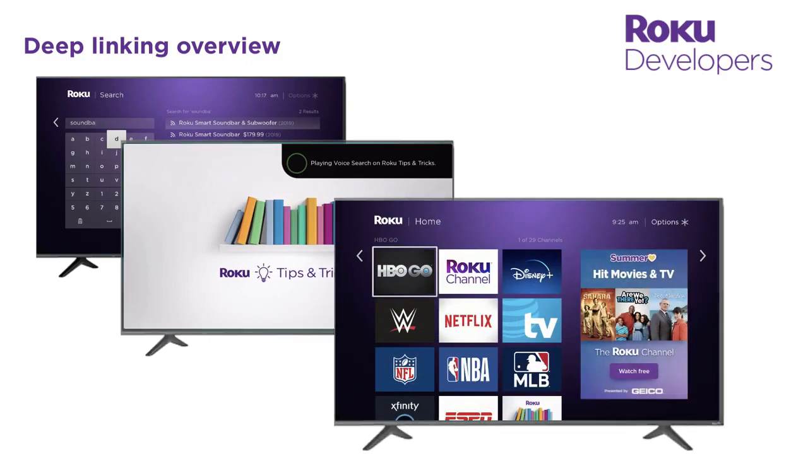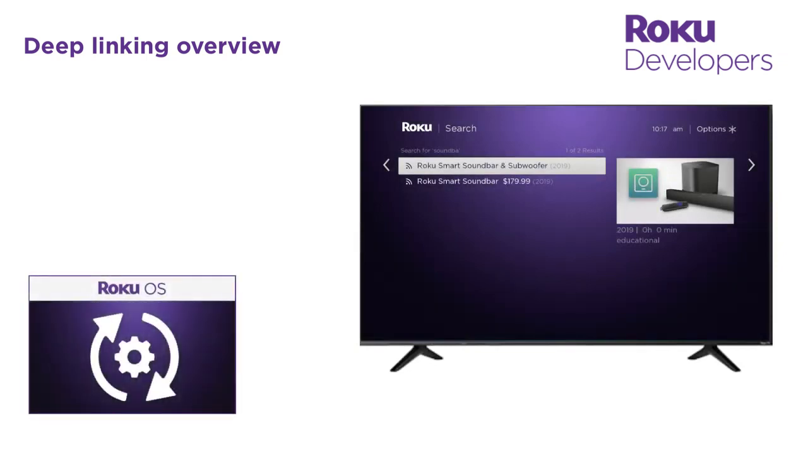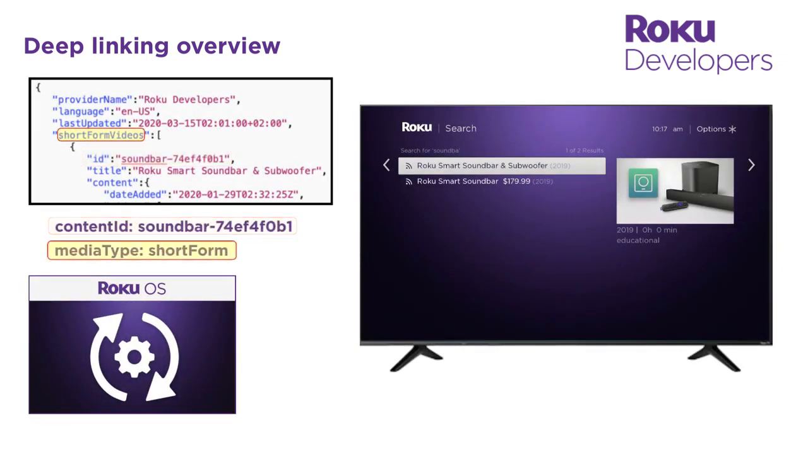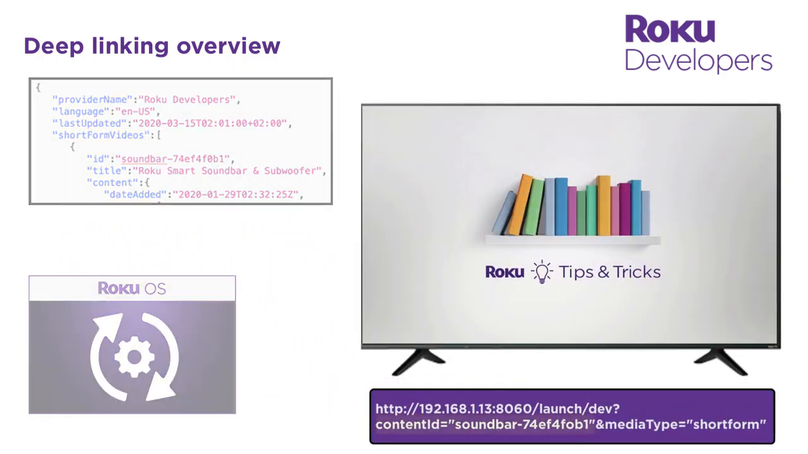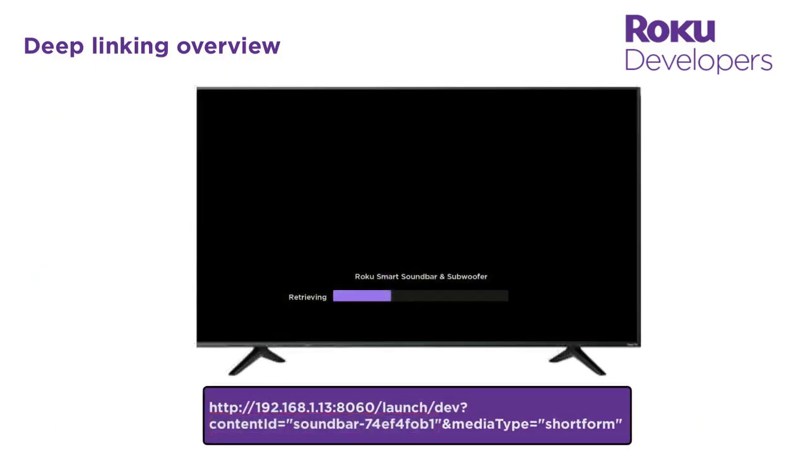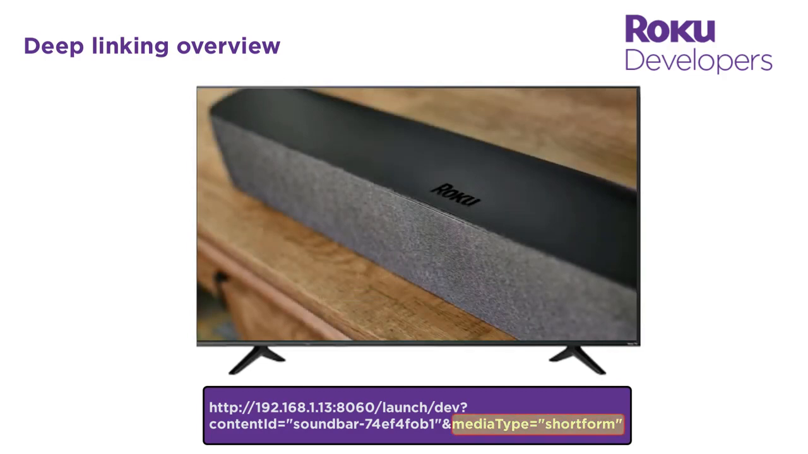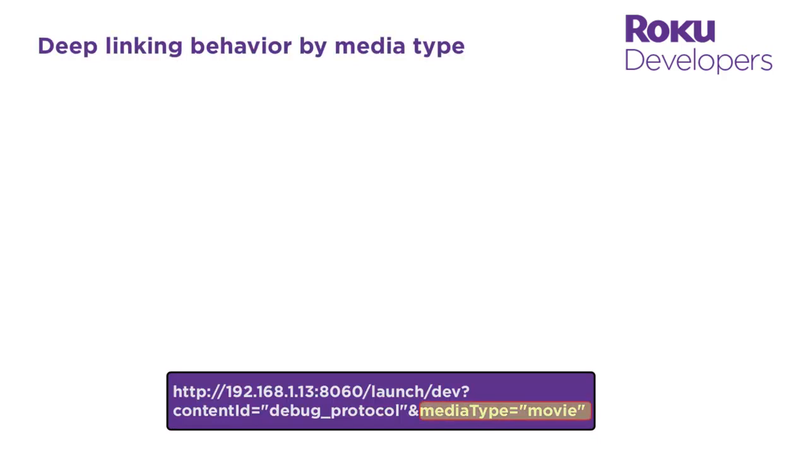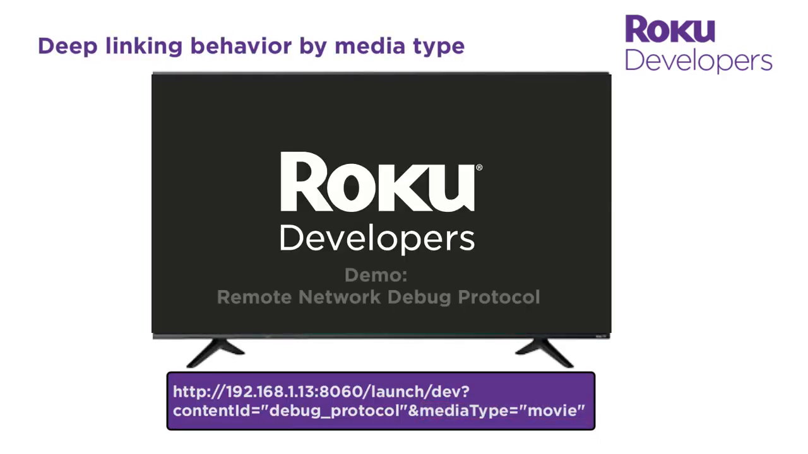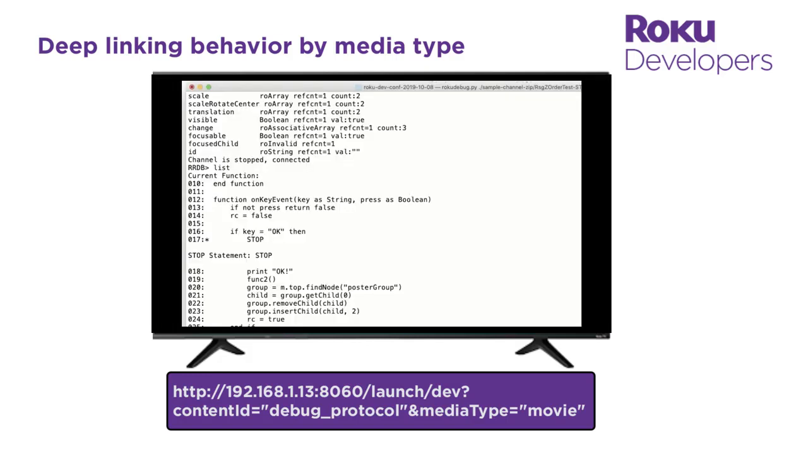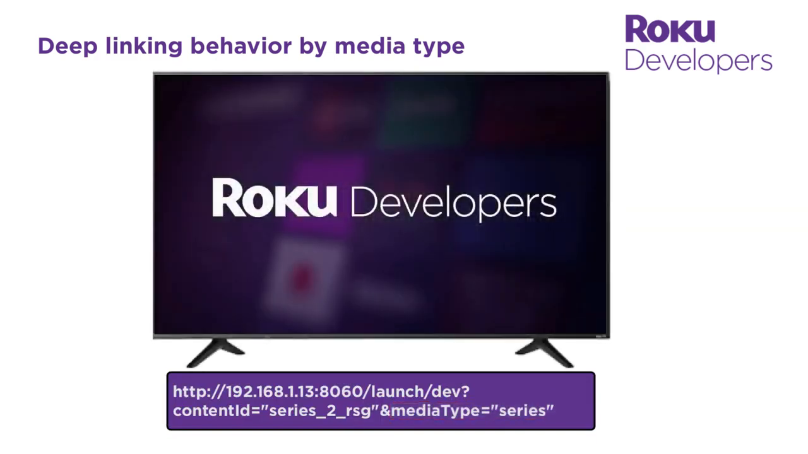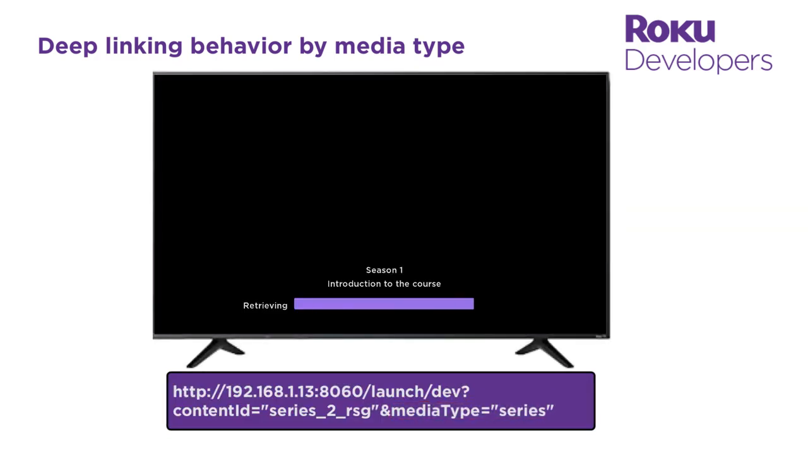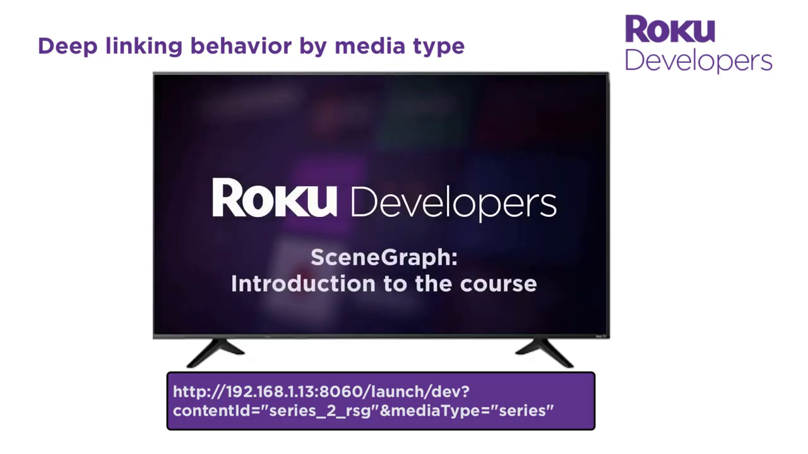When content is selected from one of these features, the Roku OS gets the unique ID of the content and its media type, like movie or short-form video, from the feed and sends them to the channel. The channel uses the unique content ID to determine which item to play and the media type for how to launch the content. For example, if a deep link is received for a movie or short-form video, the channel directly plays the content. If a television series deep link is received, the channel plays whichever episode the user is at. If they've never watched the series before, the channel launches Season 1, Episode 1.